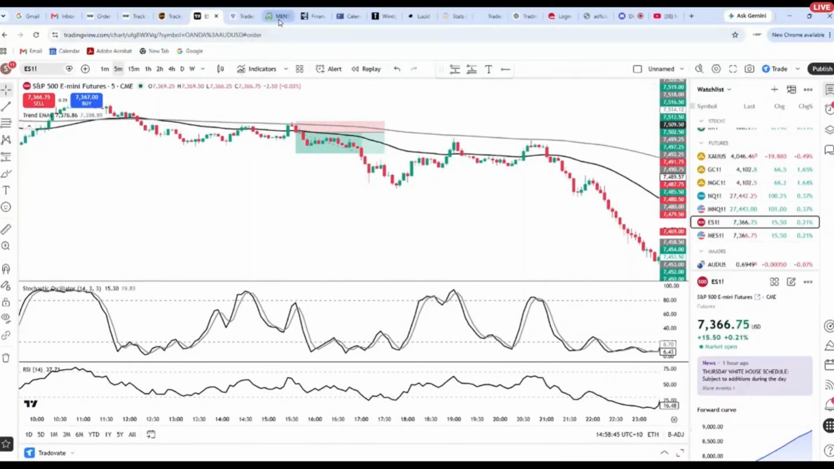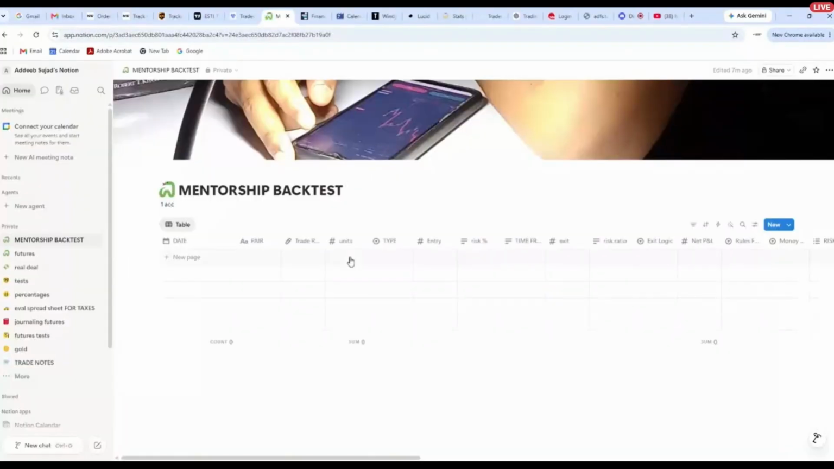Alright, and now we go to Notion. So your Notion should look like this. For your backtesting, it should have the date, the pair, trade report, units, type, entry, risk, time frame, exit, risk ratio, exit logic, net P and L, rules followed, money management risk, news effect, number of pips or ticks because it's futures, the session you did, the R's you lost that you could have made, accounts, how many accounts you lived on, live or funded, justified and comment. But most of them we don't need.